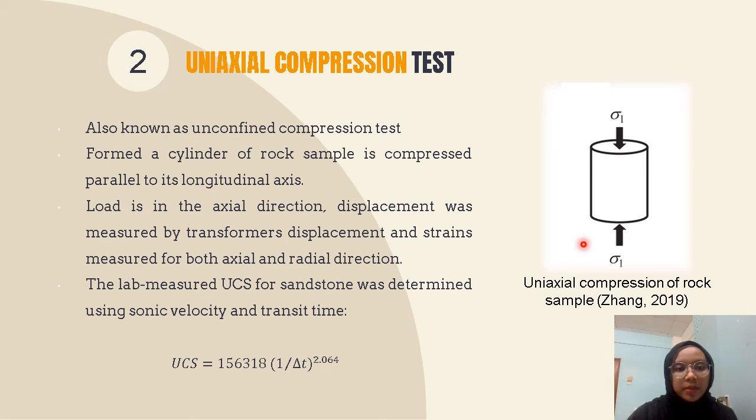The next test will be the uniaxial compression test. Uniaxial compression test is when the rock cylinder is being compressed parallel to its longitudinal axis. There are some formulas used to calculate the UCS, which is also known as unconfined compression strength. However, the lab measure UCS used is the one for the sandstone, which uses the sonic velocity and also transit time. So here is the UCS formula used for the lab.